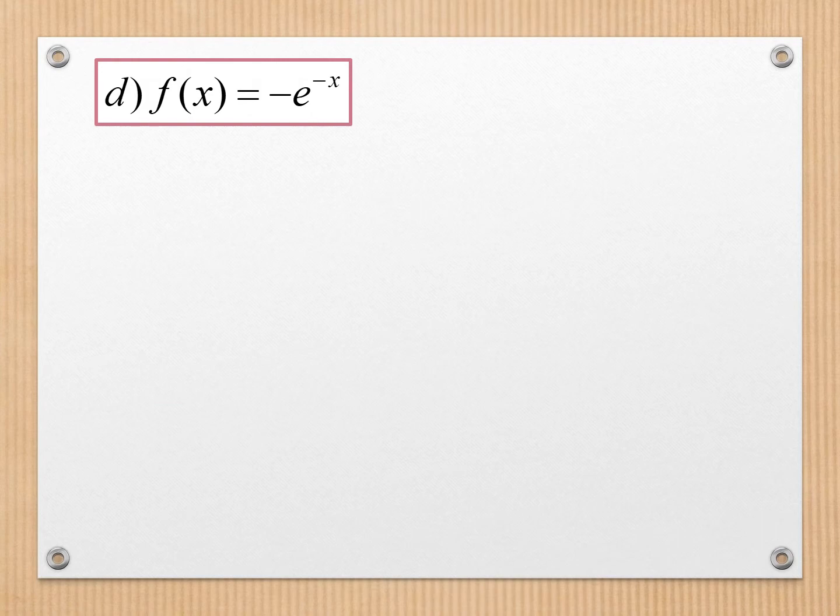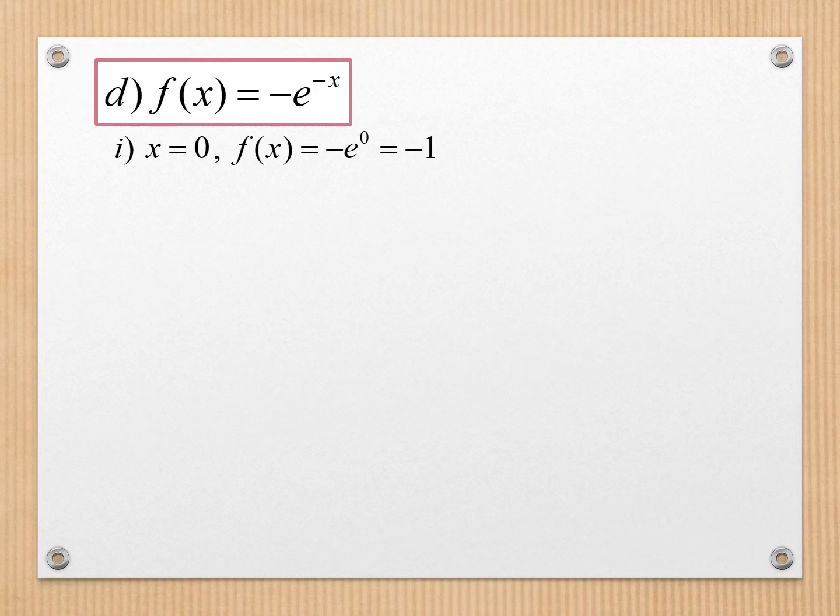Now let's look at solution D. f(x) equals -e to the power -x. The negative in front of e to the power -x means that the graph is reflected below the x-axis. So the x-axis becomes the reflection line. So first we find the y-intercept. We get the y-intercept equal to -1. Then we draw e to the power -x.